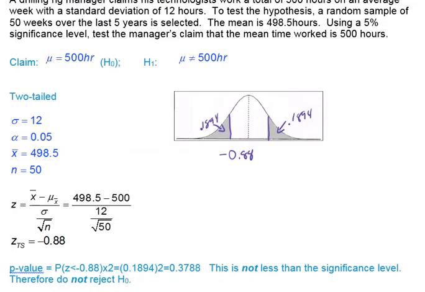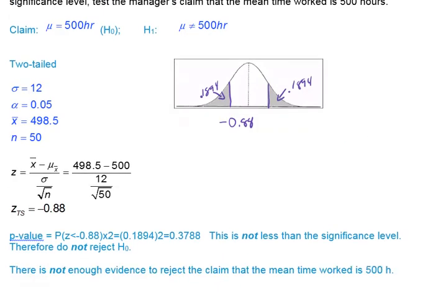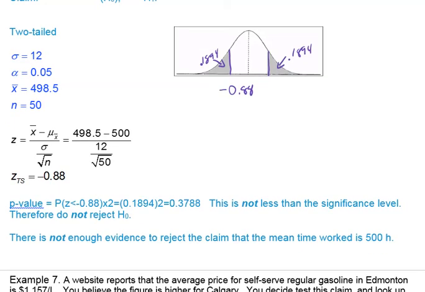Don't forget to write your statement very clearly, including that original claim. So: not enough evidence to reject the claim that the mean time worked is 500 hours. Okay, next example.